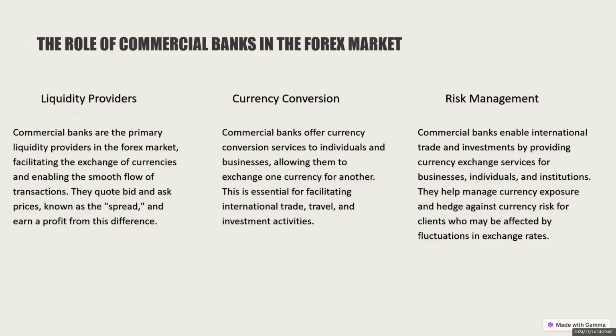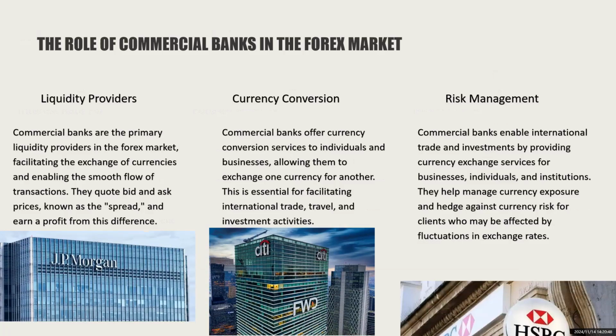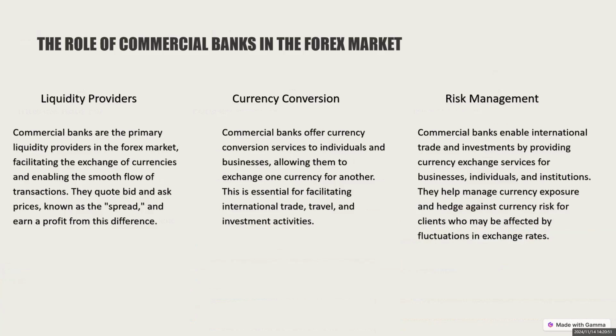Large commercial banks such as JP Morgan Chase, Citibank, and HSBC act as market makers in the foreign exchange market. This means they quote buy and sell prices for currency pairs, thereby providing liquidity to the market. The second function is currency conversion. Commercial banks offer currency conversion services to individuals and businesses, allowing them to exchange one currency for another. This is essential for facilitating international trade, travel, and investment activities.